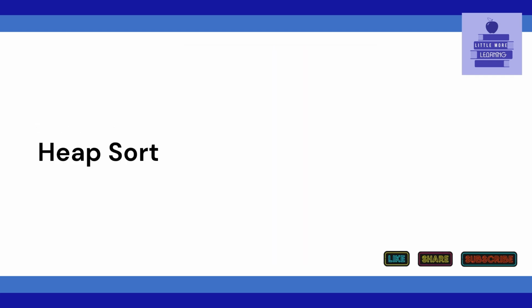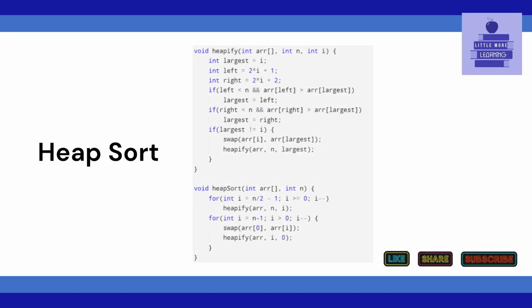Heap sort is a comparison-based sorting algorithm that leverages a binary heap data structure. It first builds a max heap from the array and then repeatedly extracts the maximum element from the heap, rebuilding the heap each time. The heapify function ensures that the subtree rooted at index i is a max heap. The heap sort function builds the heap and then repeatedly extracts the maximum element, placing it at the end of the array. Heap sort has a time complexity of O(n log n) and is particularly useful when memory usage needs to be minimized, as it's an in-place algorithm.